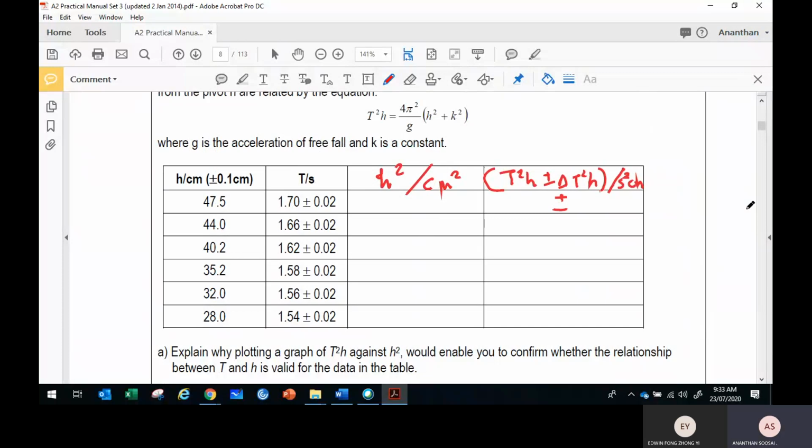Okay, get the first data, then I show you the table. If the first data is correct, the others should be correct after that. Try to get the first data for me. This one, t squared h, and its error, mainly the error. There are 2 methods: either find the formula, or the second method, actual minus minimum.